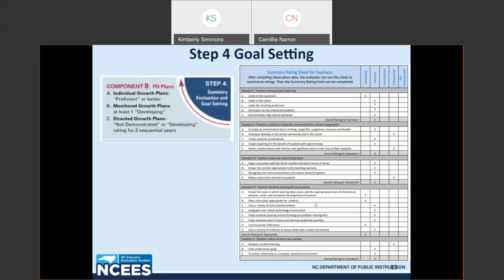So since this teacher over here, on the summary rating form, has a rating of developing for standard 4, this teacher would be on a monitored growth plan for the next school year.